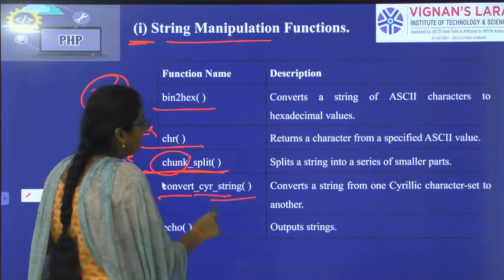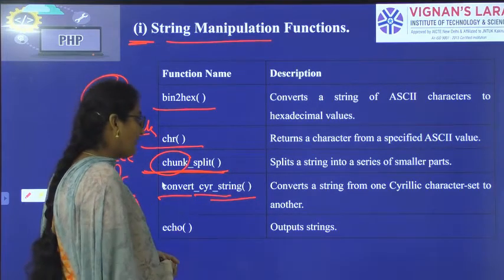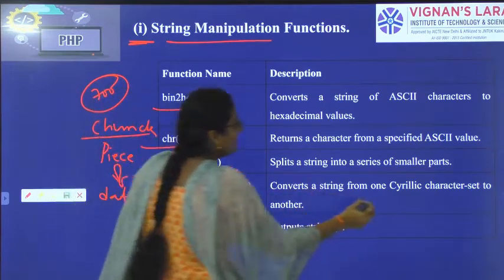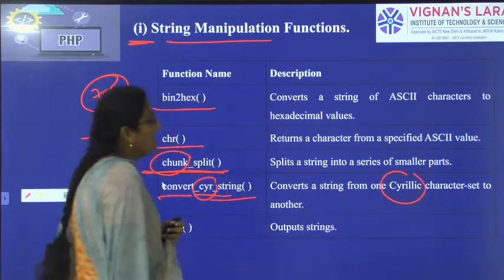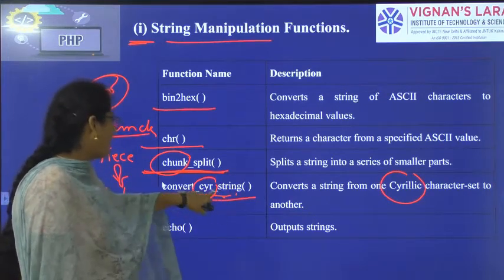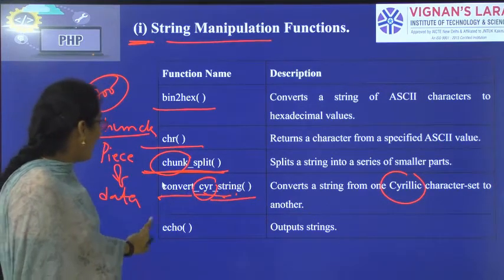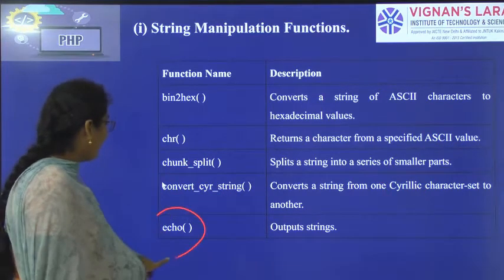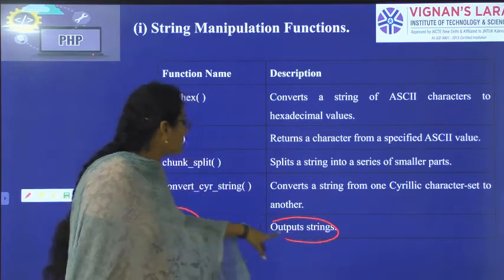convert_cyr_string converts a string from one Cyrillic character set to another. CYR means Cyrillic character. Echo means output. See, echo is also a function. The echo function is used for outputting strings.